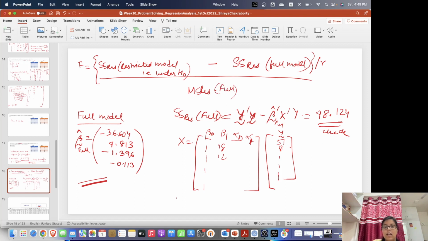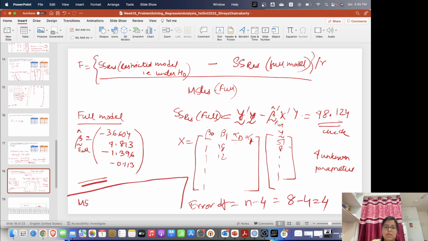And the full model, as you can see, has 1, 2, 3, 4, so it has 4 unknown parameters. So the error df would be n minus 4, and here n is 8, so 8 minus 4 is 4. So from this we can also get the MS residual from the full model, that is 48.124 by 4, which is 12.031.